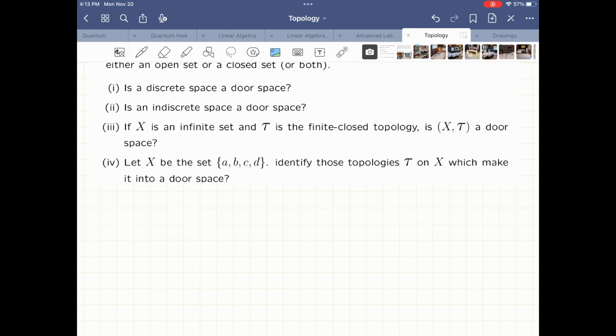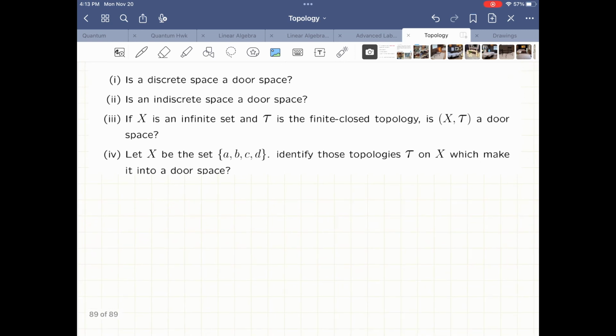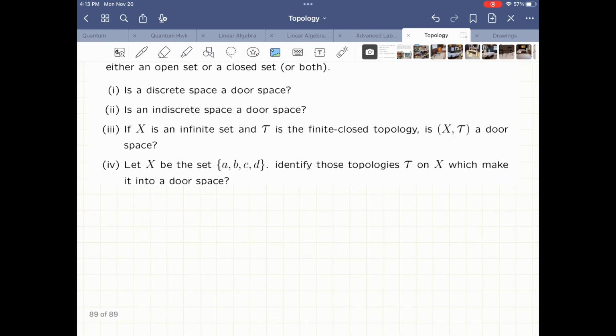We're going to work with our definitions of discrete space and indiscrete space to solve the first two questions. The first question asks us, is a discrete space a door space? We have to remember that by definition, a discrete space is one in which every set is both open and closed.